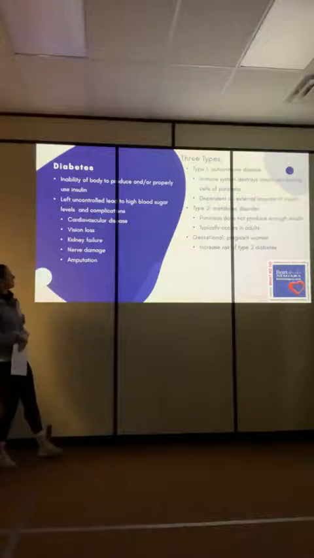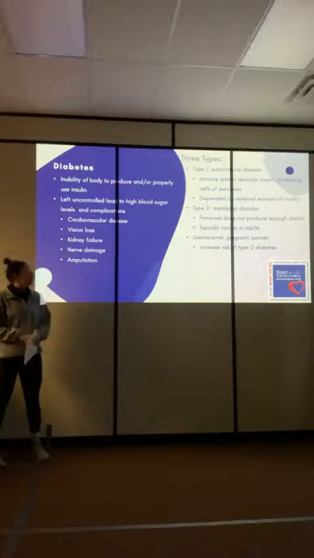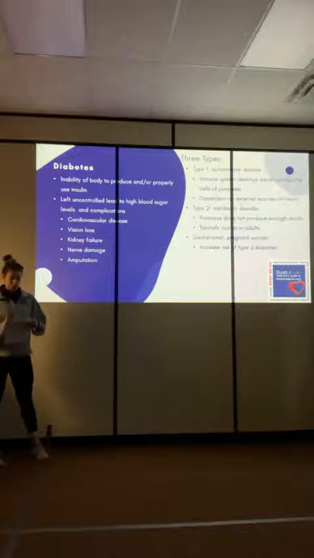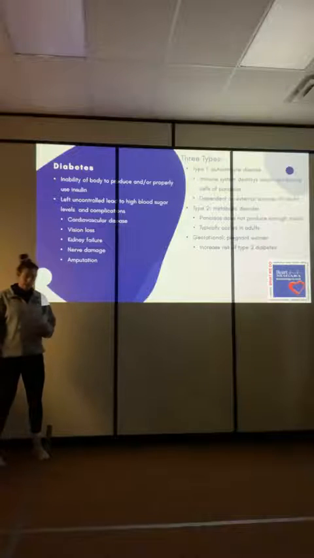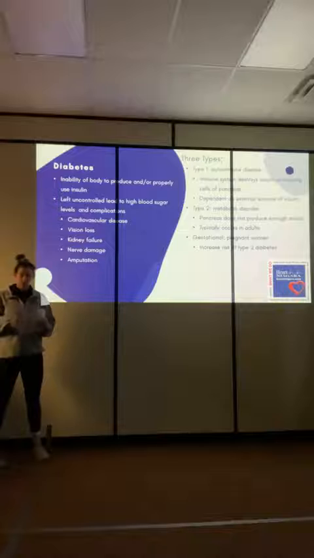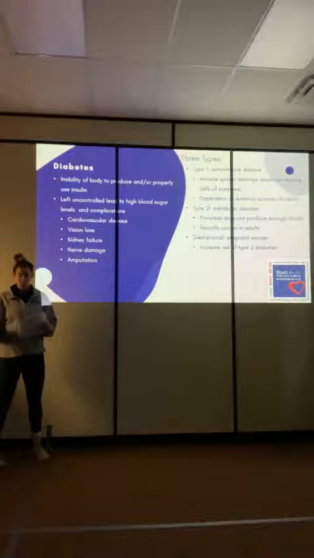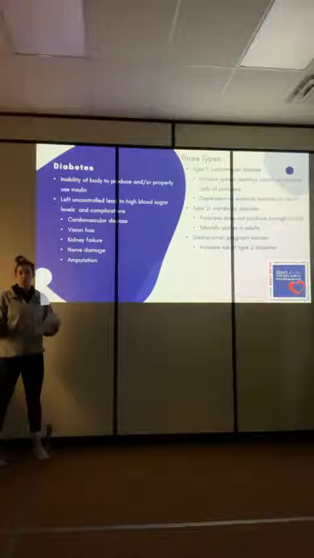Okay, so diabetes. Diabetes is an inability of our body to produce or properly use insulin. Insulin is a hormone that helps to control our body's blood sugar levels. Insulin travels through our bloodstream and goes to different areas of our body. It controls how our body uses carbohydrates found in certain foods that we eat. So insulin allows our muscle, our fat, and our liver to take the glucose, which is the broken down version of carbs, and use it as an energy source.